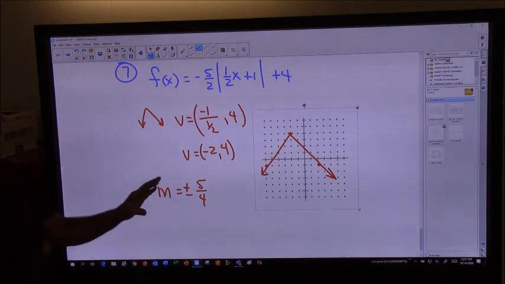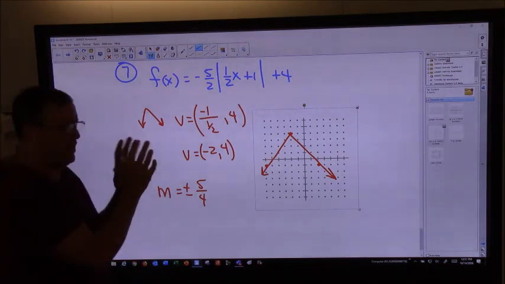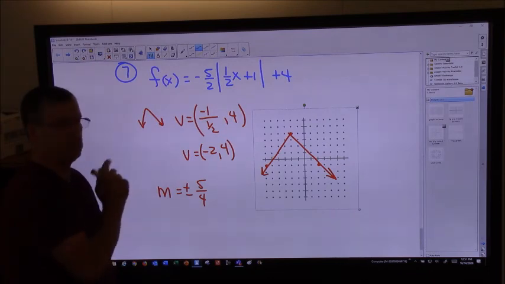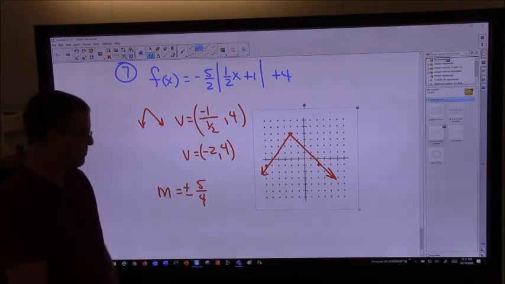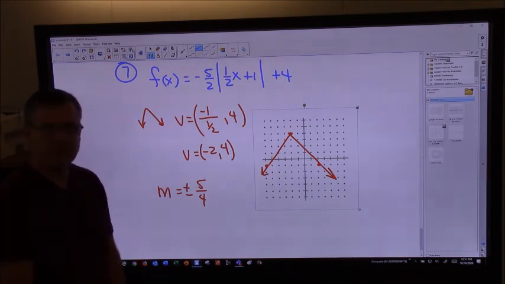These are way easier than the parabolas. I think if we understand the parabola, this is pretty easy. All right, that's what I have for you guys for today.